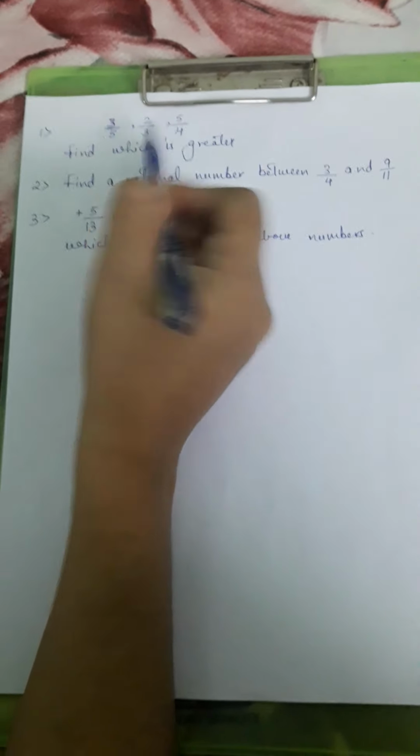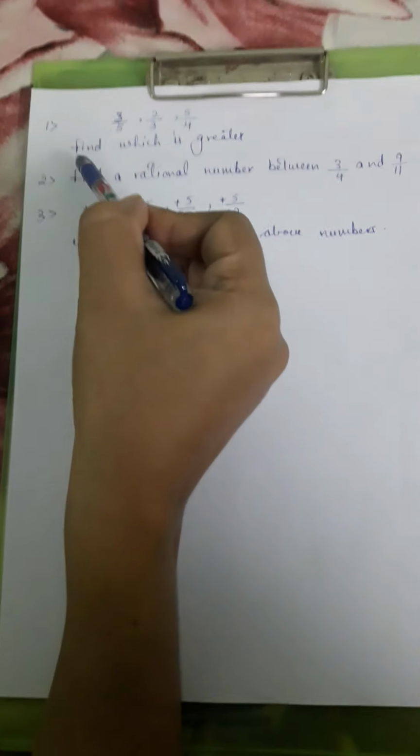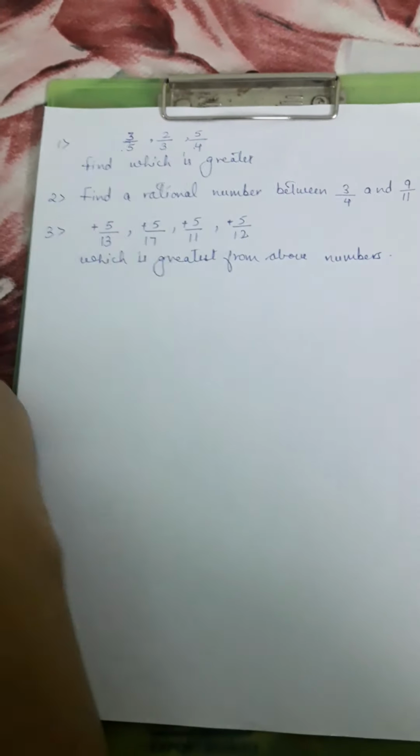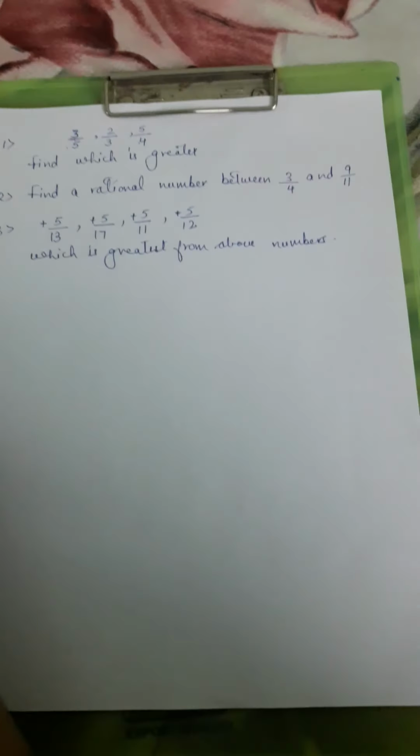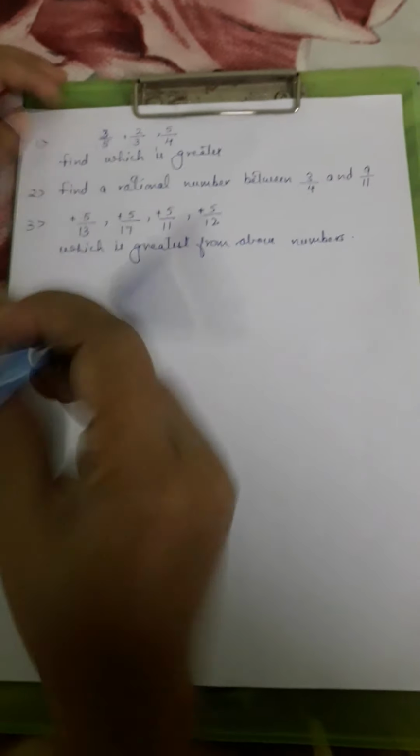2 by 3, 5 by 4. The question can be find which is greater, or it can be find which is smaller, or it can be compare the fractions. In all these three cases you will have to find which is the biggest fraction, then next to that, and after that. Now let's see how to do it.